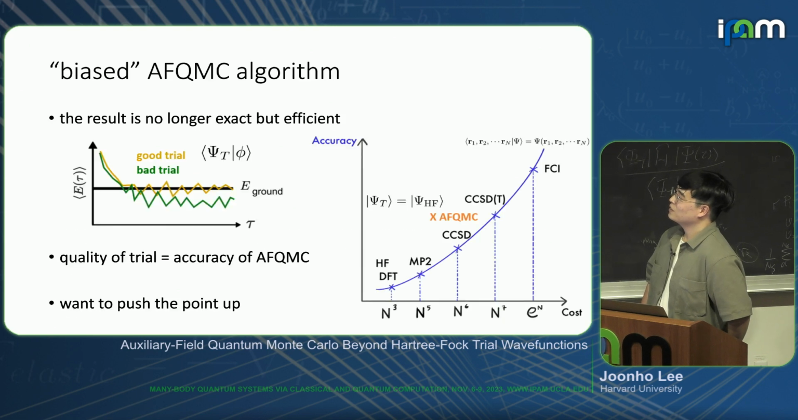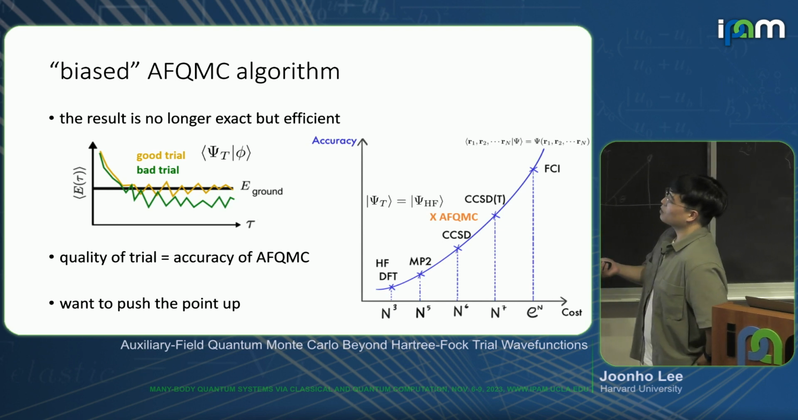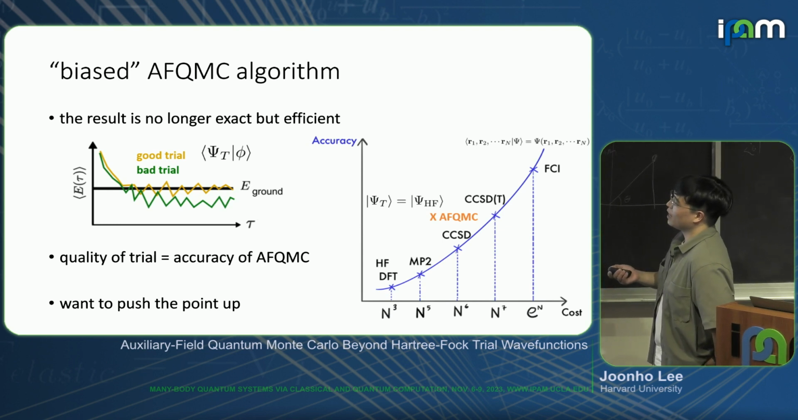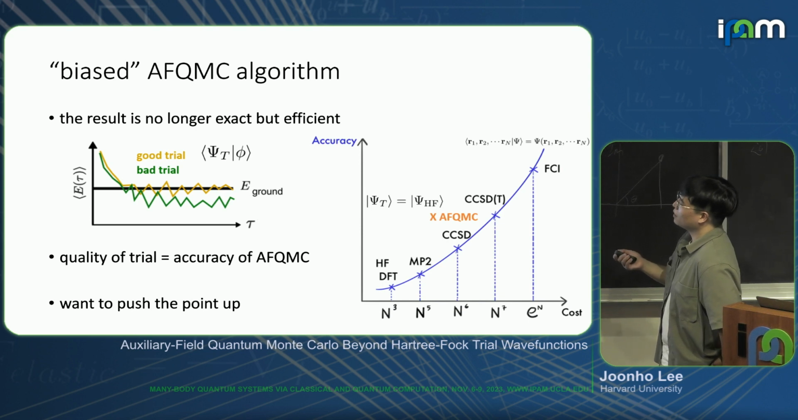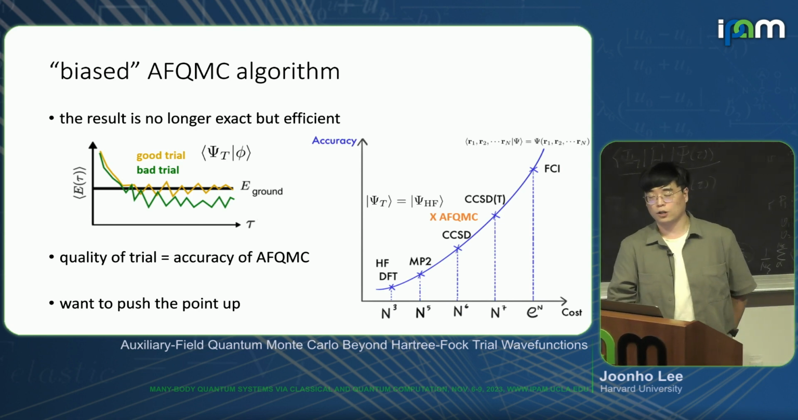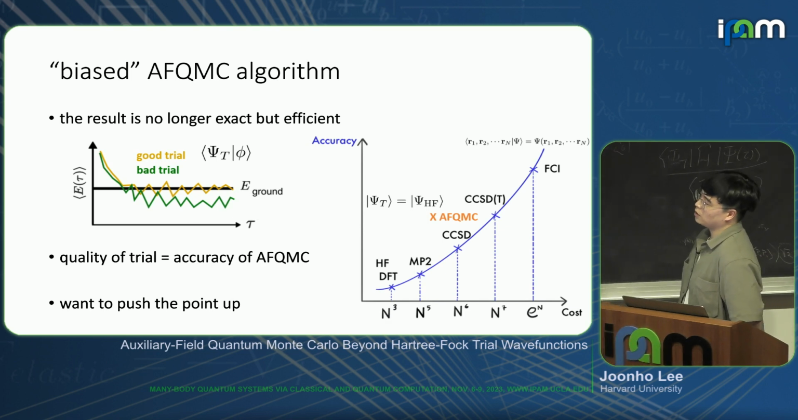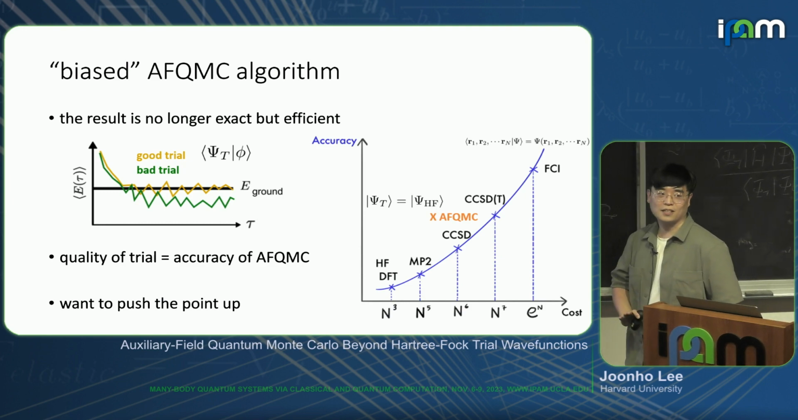Where was I? Oh, okay. Now we're here. So I wanted to say the quality of the trial really determines the accuracy of AFQMC. So I advertised this accuracy and cost of AFQMC. That is with the simplest possible trial wave function, mean field, Hartree-Fock. So the point of AFQMC research nowadays is really to pull this point upward without actually shifting it to the right. That's been extremely hard.